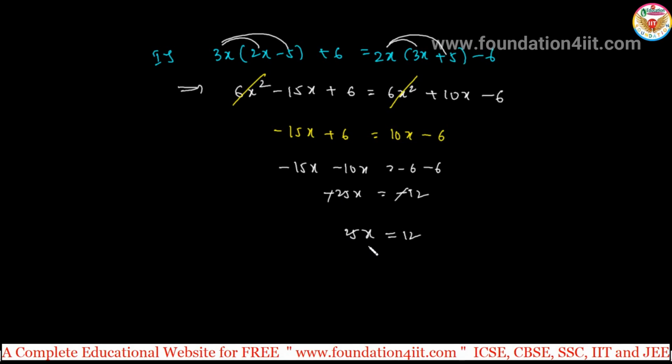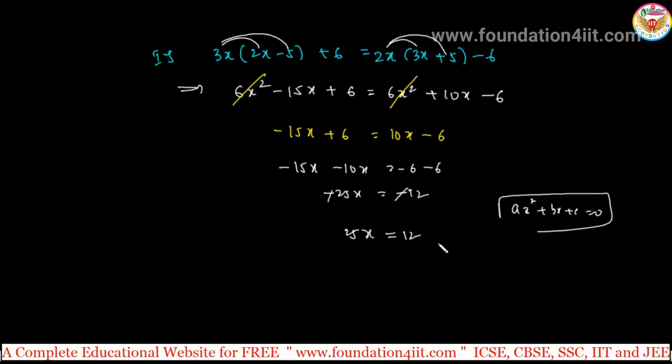Now there is no x squared term, so it is not in the general form ax squared plus bx plus c is equal to 0. This is not in the form of this, so it is not a quadratic equation.